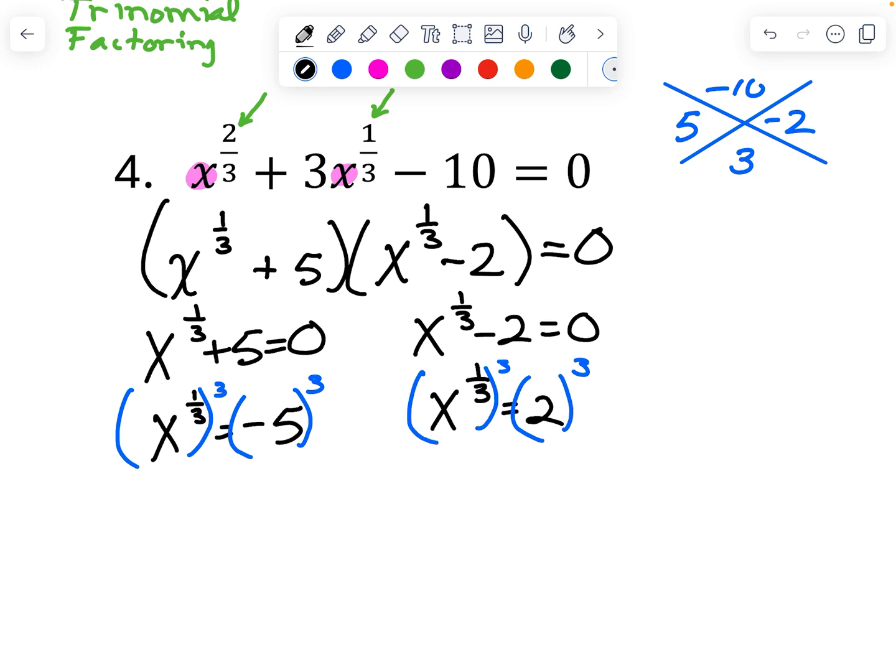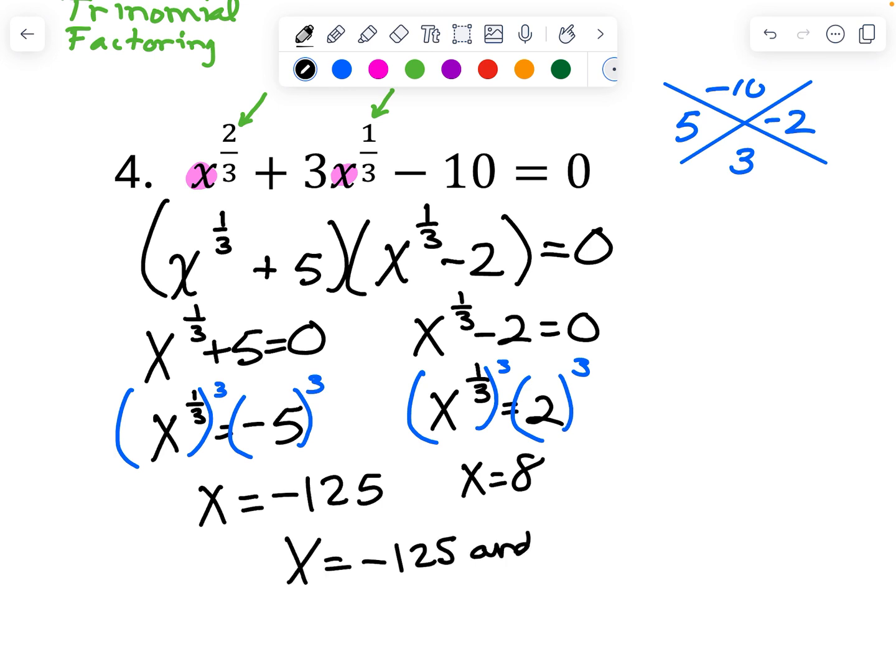And -5 times -5 times -5 is -125. And 2 times 2 times 2 is 8. So you would say in Canvas your answer is -125 and 8.